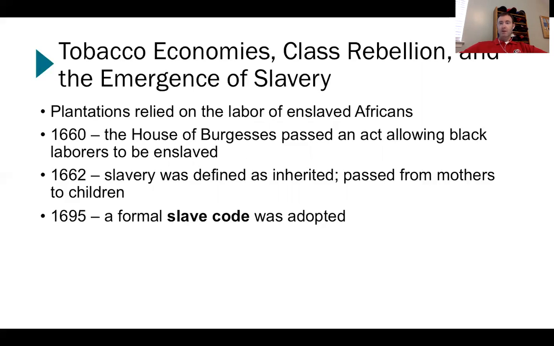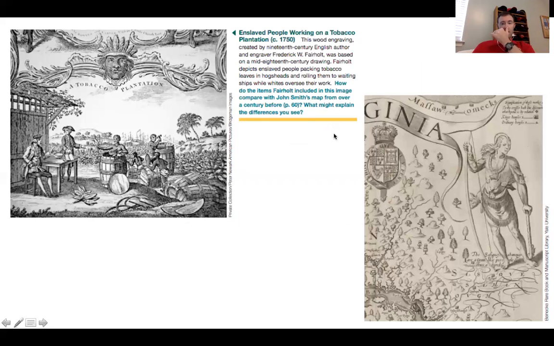Okay. So you're seeing over time, keep in mind, both 1660 and 1662, that's prior to Bacon's Rebellion. 1695 is, of course, afterwards. Very important. Okay. So you can pause here if you want to. Okay. So a lot of pictures, a lot of engravings, things along those lines. You can obviously kind of draw some conclusions if you want to.